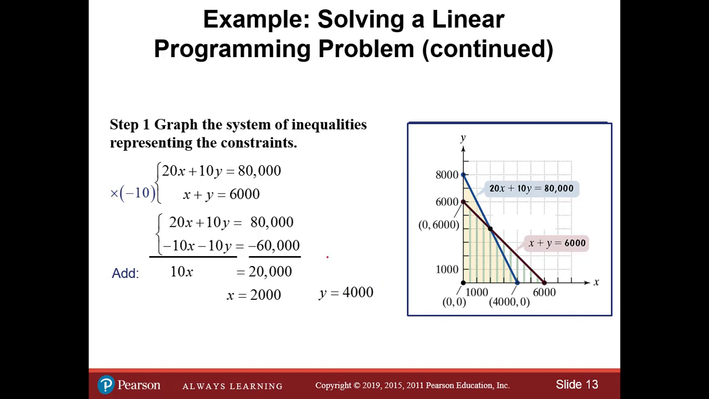Okay, so now we've got that other point. So now we've got this point right here. It's going to be 2,000 comma 4,000. And so now we just have to plug in each x and y value and see which one gives us the maximum z value.